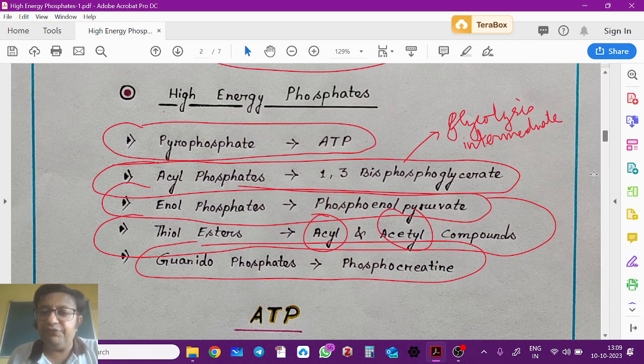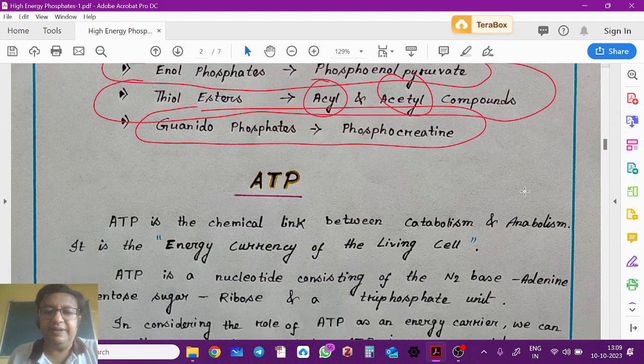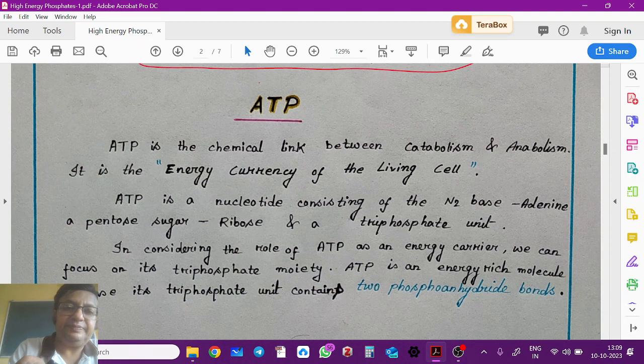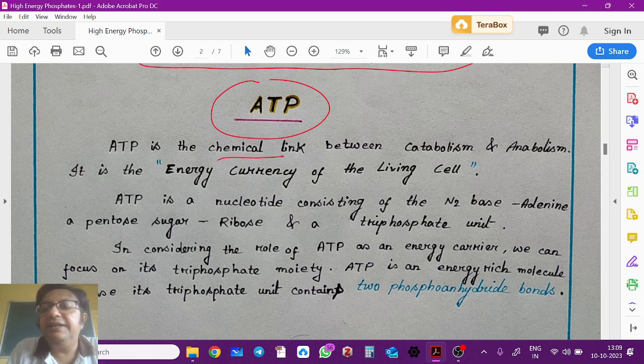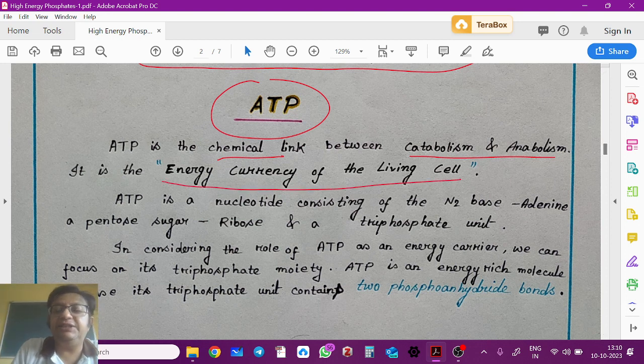So let us go to the first, ATP. ATP is the chemical link between catabolism and anabolism. Anything which breaks down, ATP gives energy. Anything which joins and releases energy, ATP can take back that energy somehow. It is the energy currency of the living cell.